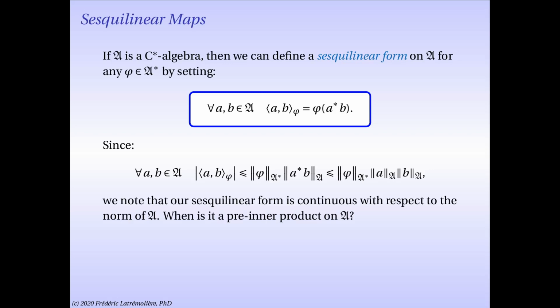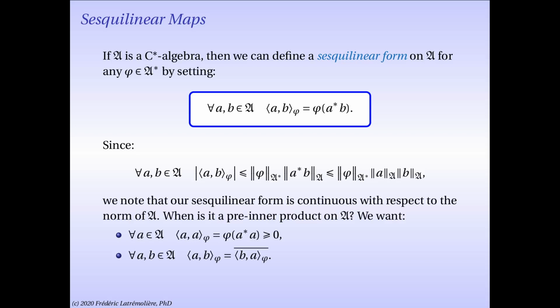But what is interesting to me is when is this construction giving me a pre-inner product? So what I mean is that I would like that in particular the pairing of a with itself is some non-negative number, and that there is some symmetry, namely that this sesquilinear form is also Hermitian.